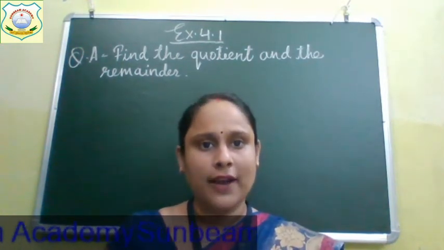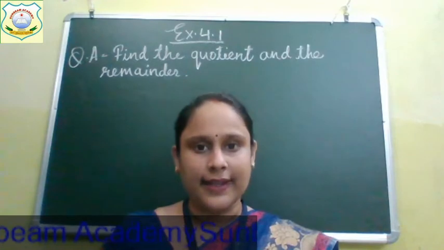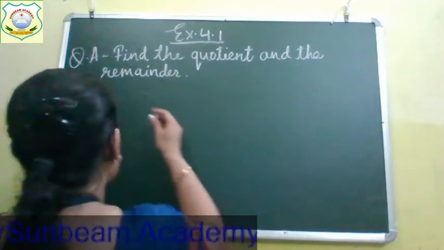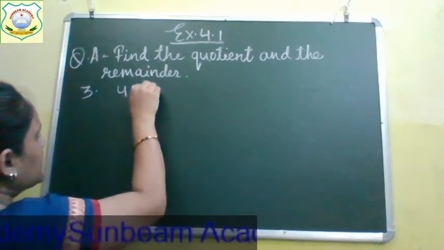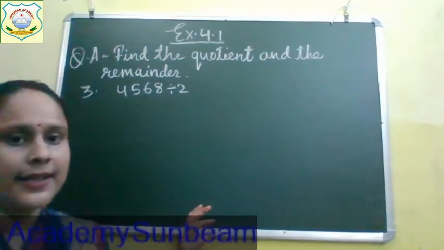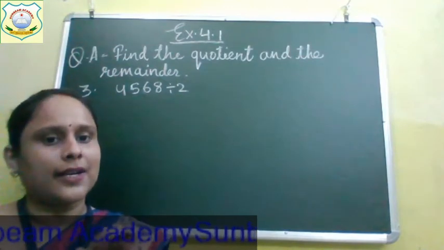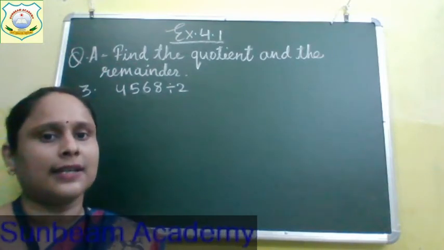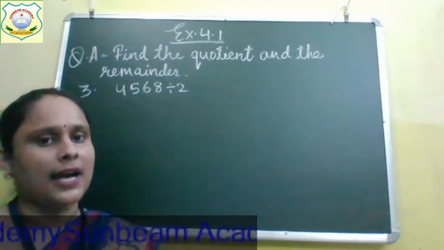And two questions we have done. So you will start by writing today's date. All of you write today's date and then start doing question 3. Do it along with me, everyone. If the question given is 4568 divided by 2. So children, in this question, which number is the dividend? The number which is being divided is known as the dividend. 4568 is the number being divided, and 2 is the number by which it is being divided. So 2 is the divisor.